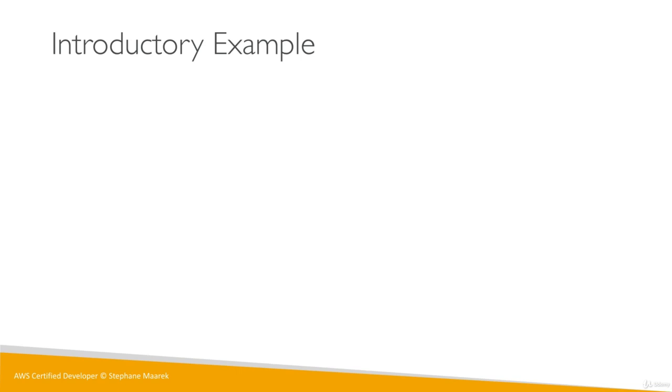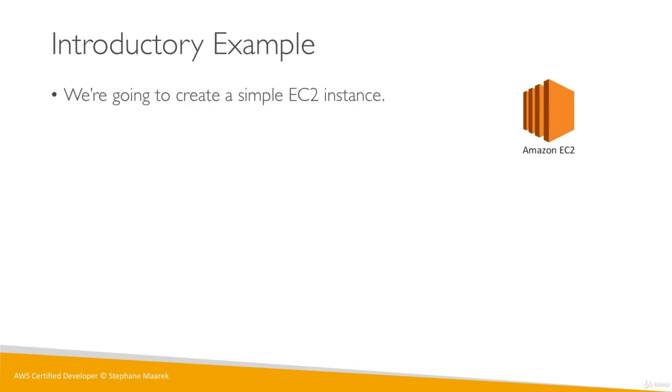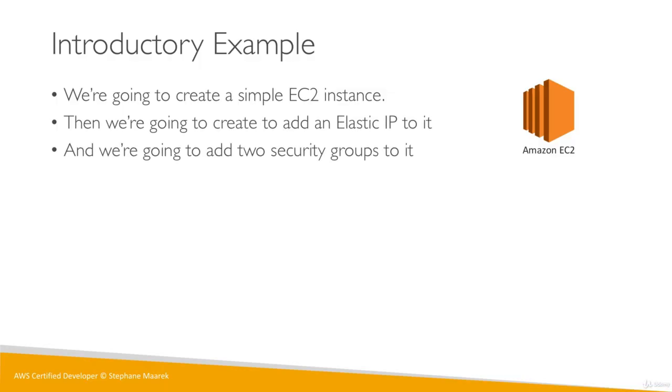So let's go together through an introduction example. We're going to just create a simple EC2 instance, and then we're going to add an elastic IP to it. And then we're going to also add two security groups. And for now, I'm just asking you to forget about the code syntax, the YAML. Right now, we're just going to see how to use CloudFormation and how it works.